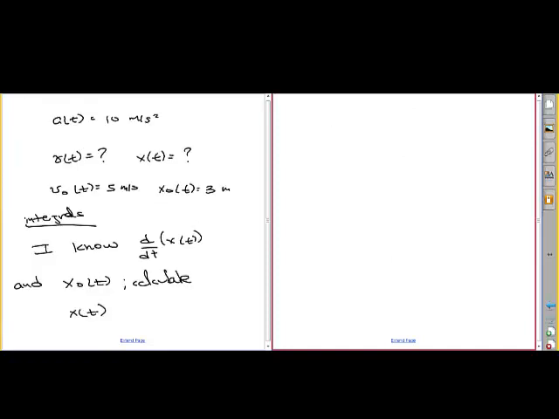The other one is doing it more from a graphical standpoint. So let's say I have a plot of the acceleration as a function of time. So here I have an equation. If I'm thinking about, here's acceleration as a function of time, what is v as a function of time?